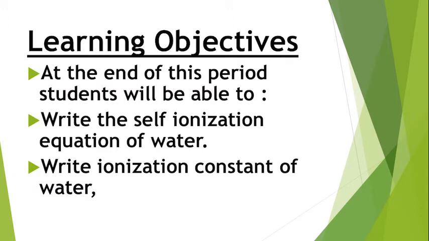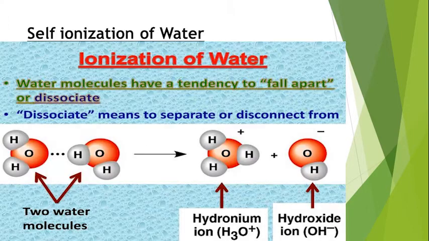Our learning objectives are, at the end of this period, students will be able to write the self-ionization equation of water and write the ionization constant of water. Self-ionization of water. Here you see the definition of ionization of water. Water molecules have a tendency to fall apart or dissociate.